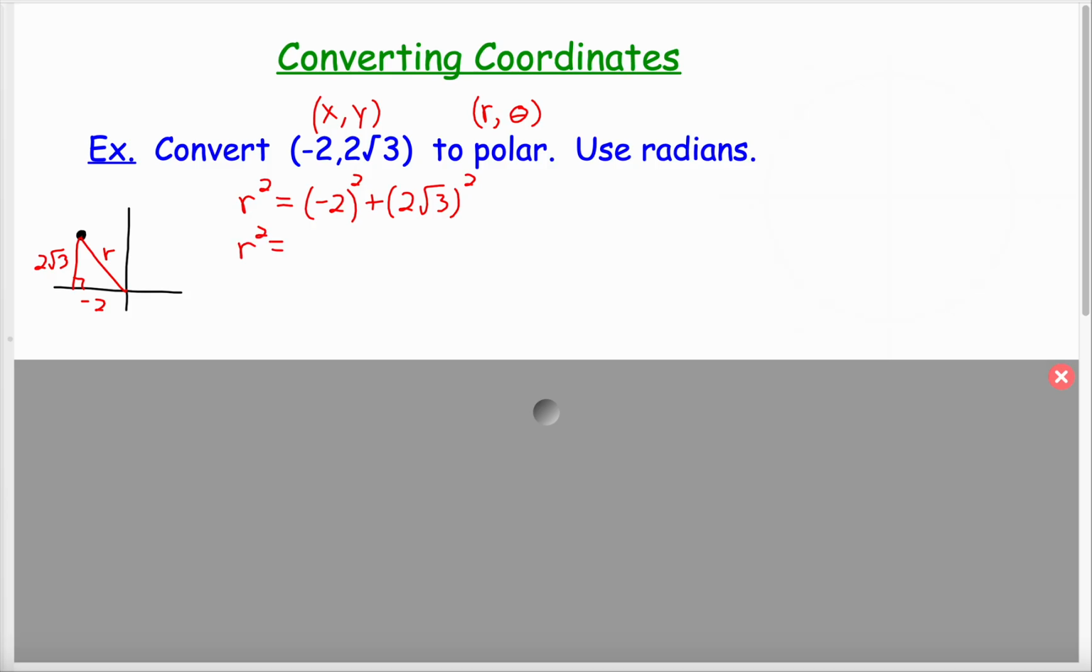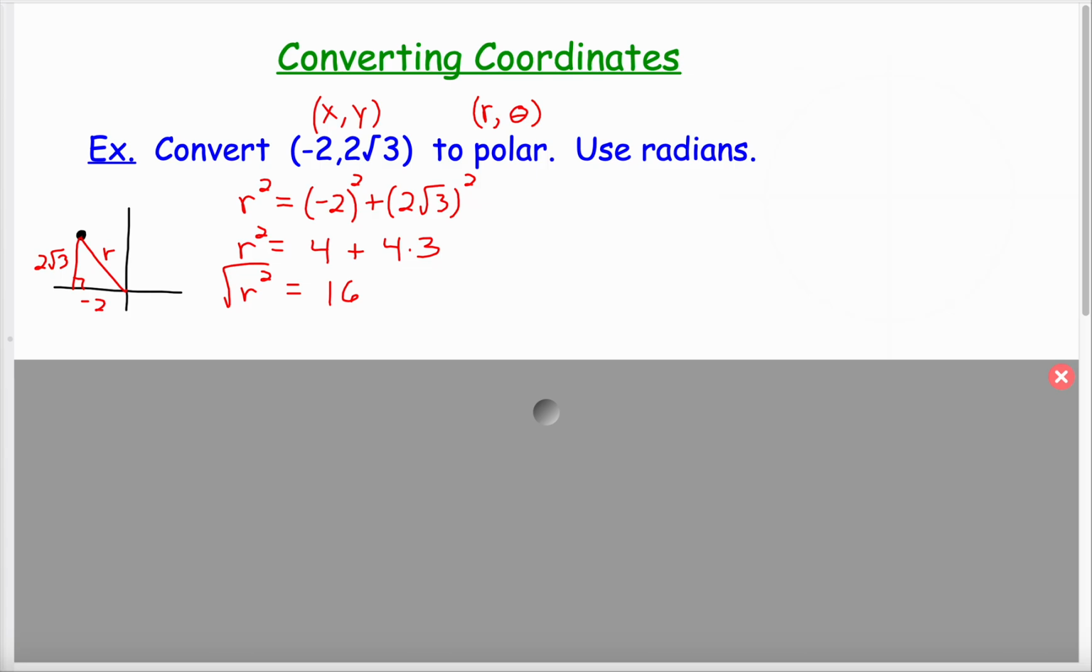Remember, -2 times -2 is positive 4, plus, now what's 2 root 3 times 2 root 3? You multiply the outside numbers and you get 4. You multiply the inside numbers and you get square root of 9, which is 3. So we're going to get r squared is equal to 4 plus 12, which is 16.